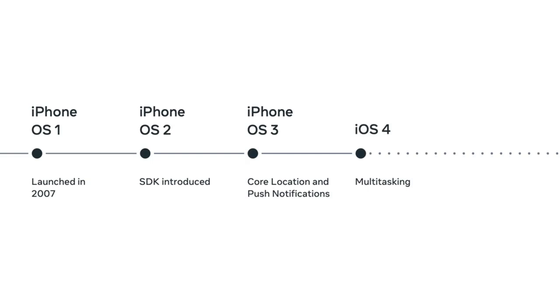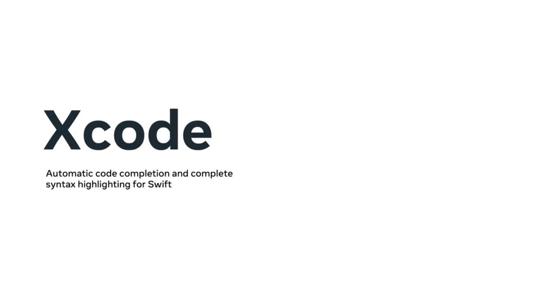And what about right now? The answer is that more improvements are continually being added. Now that you know a bit of the history, let's learn about the best integrated development environments, or IDEs, for iOS development. The first is Xcode, which can help you code faster by completing code lines automatically. It also has complete syntax highlighting for Swift, which is a language you'll learn about soon.